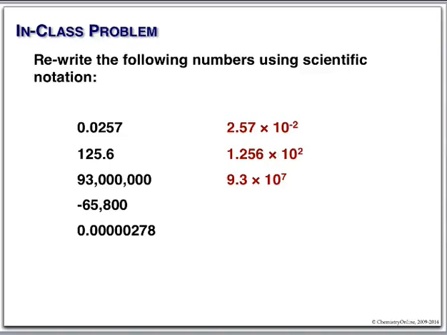Makes no difference if it's plus or minus. Going to do the same operation. Starting out here, going to move our implied decimal between the 5 and the 6. Keep our negative sign, of course. To do that, we had to go 1, 2, 3, 4 places, 10 to the third. And our last one. Going to start out here, move our decimal between the 2 and the 7.